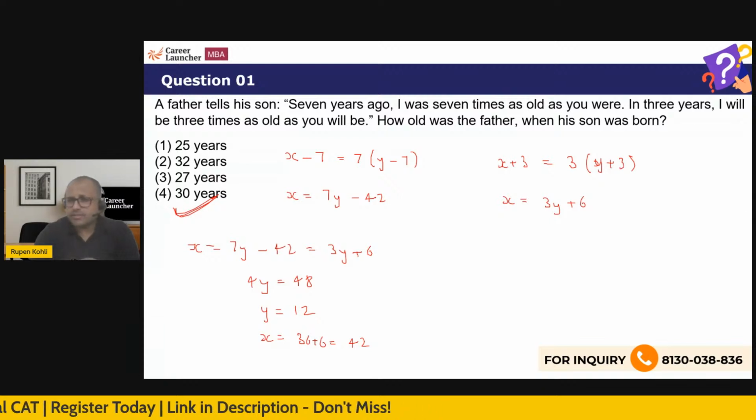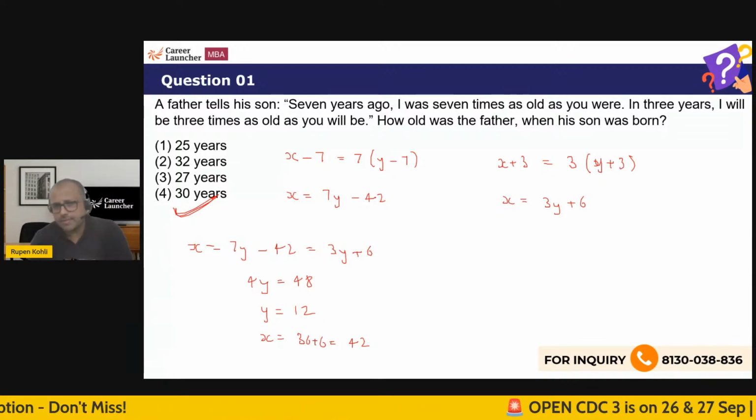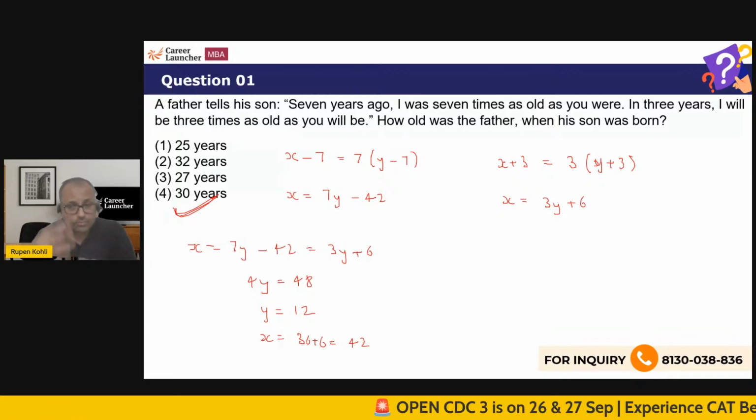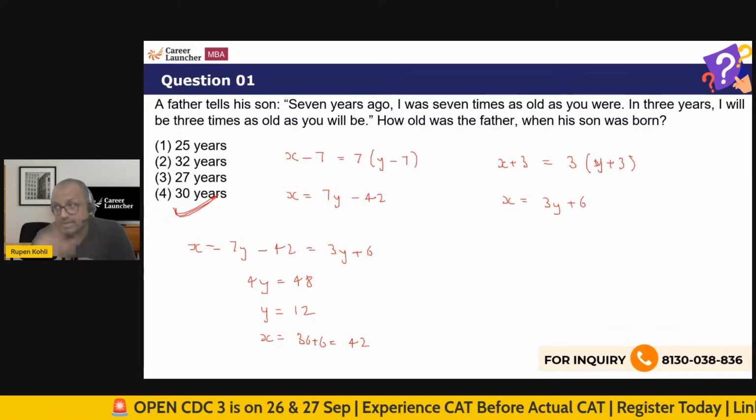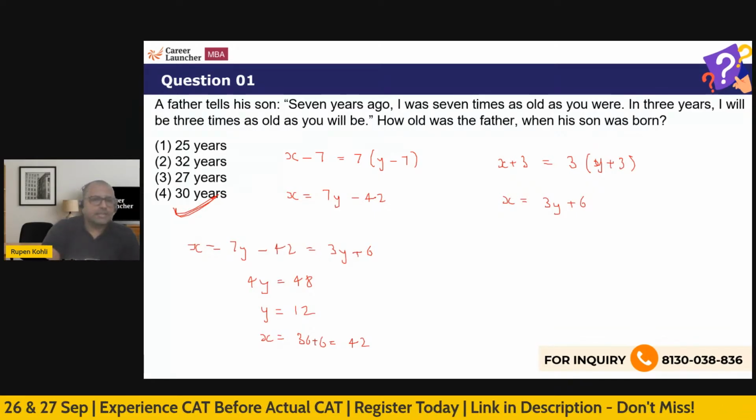इसमें भी लोगों से गलती हो जाती है. लोग क्या करते हैं, एक तरफ x minus 7 लिखते हैं, दूसरी तरफ y लिख देते हैं. y minus 7 लिखना भूल जाते हैं. Right? So don't forget, for both the persons you have to consider the age at that point of time, right? चलिए और देखते हैं नेक्स्ट वन.